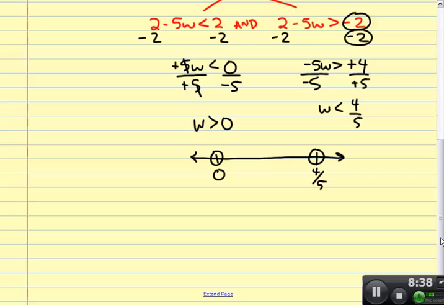Now, it's got to be greater than 0, so that means I shade to the right of 0. And it has to be less than 4/5, so I shade to the left of 4/5. And it was a conjunction, just like we said it would be. Nice. Good work. Remember, isolate the absolute value before you begin solving it. Great job, guys. You're ready. Go for it.